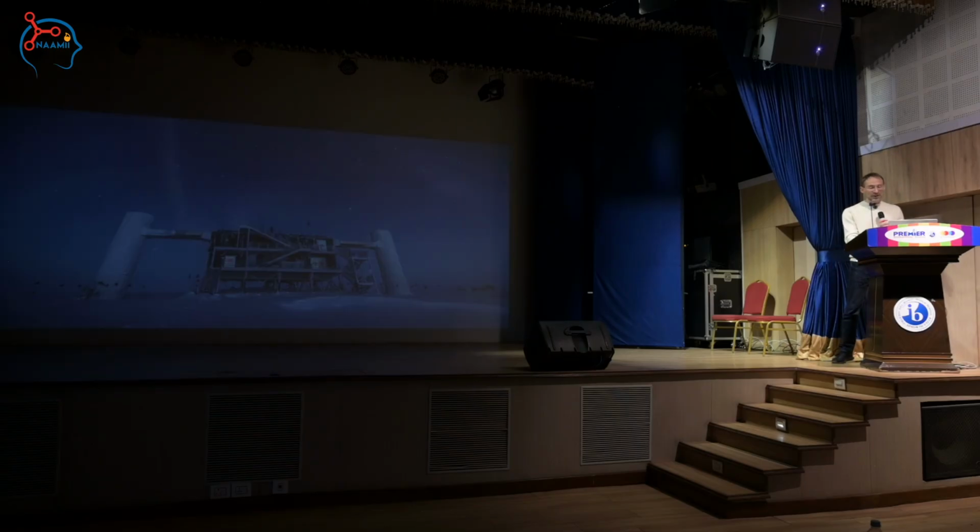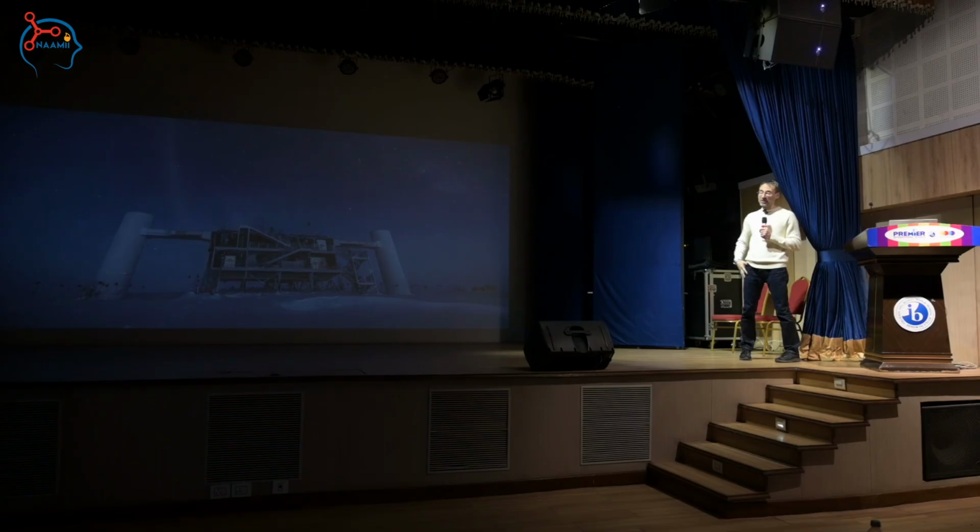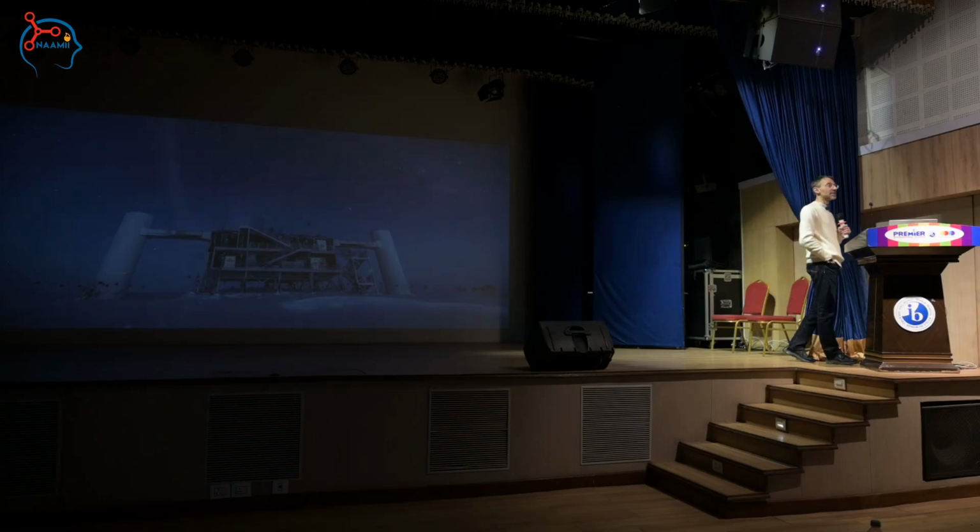Here's another thing. This is another high energy physics experiment, which literally sits at the South Pole.